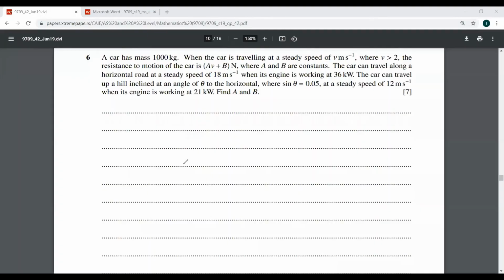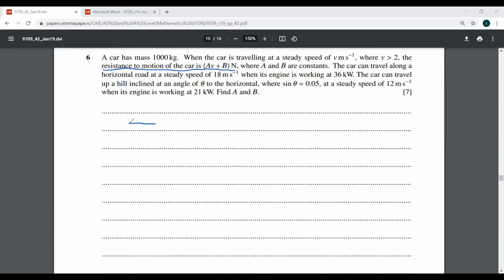Okay, question number 6 from the same paper, which is of June 19, variant 42. It says a car has mass 1000 kg. When the car is traveling at a steady speed of v, where v is more than 2, the resistance to motion of the car is Av plus B. Now remember, this is the resistance to the motion of the car whenever the car is moving at a constant speed, okay?